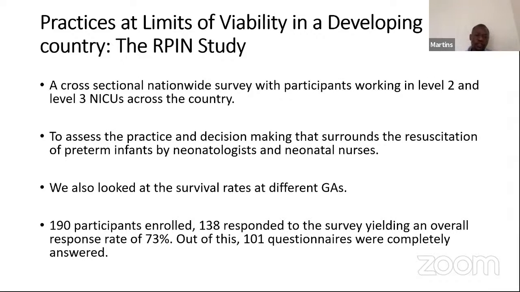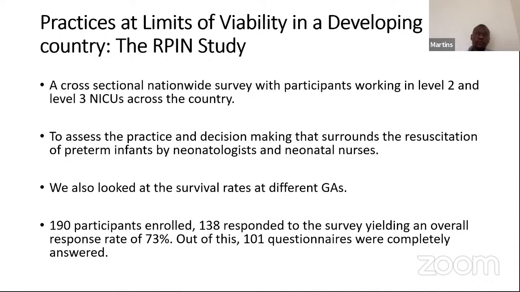In our survey, we asked them questions about practice and decision making surrounding resuscitation of these preterm infants. What will make you want to limit resuscitation for this infant per se? And how would you carry out palliative care on an infant? We also asked about the survival rates at different hospitals at different gestations.